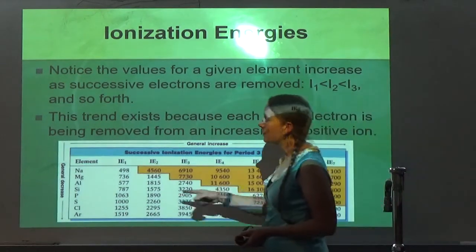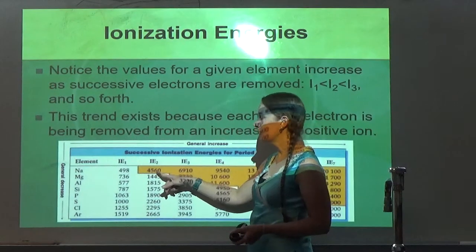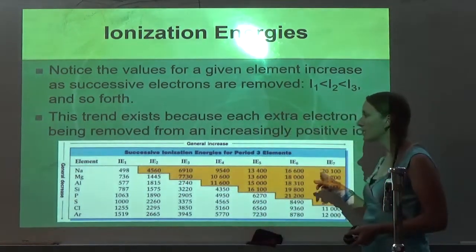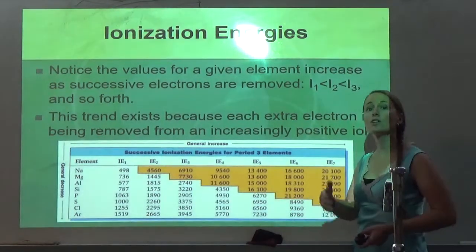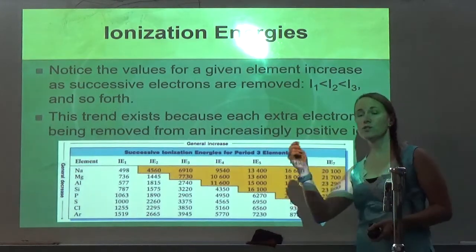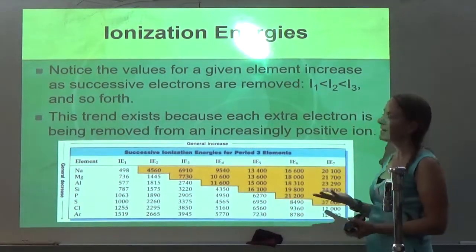For sodium, our first ionization energy is only 498. Our second one is 4,560. And every time we try to remove another electron, the ionization energy becomes larger. That's of course because the nucleus is still just as strong. As you take away electrons, the nucleus has a stronger pull on the remaining electrons.